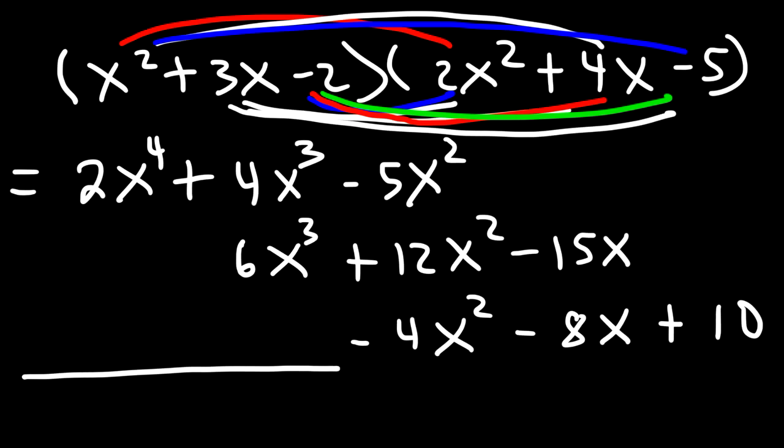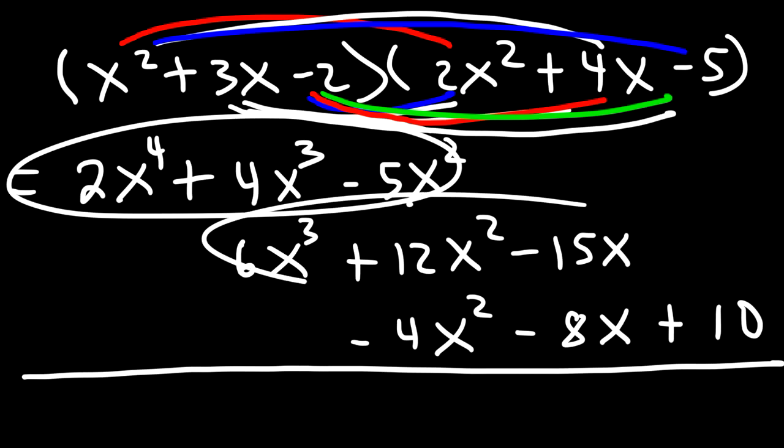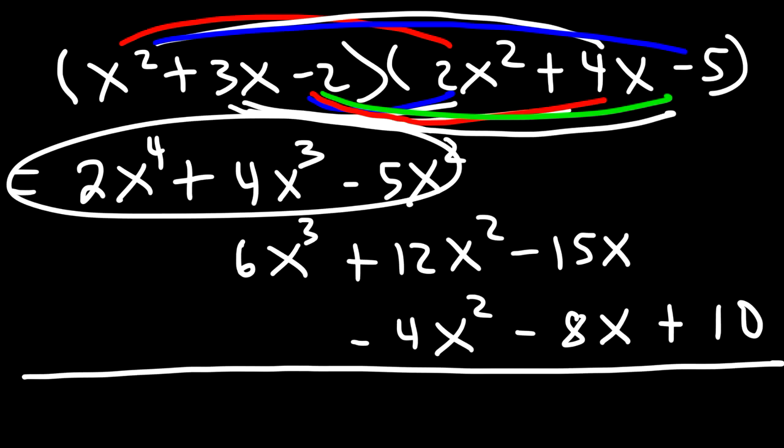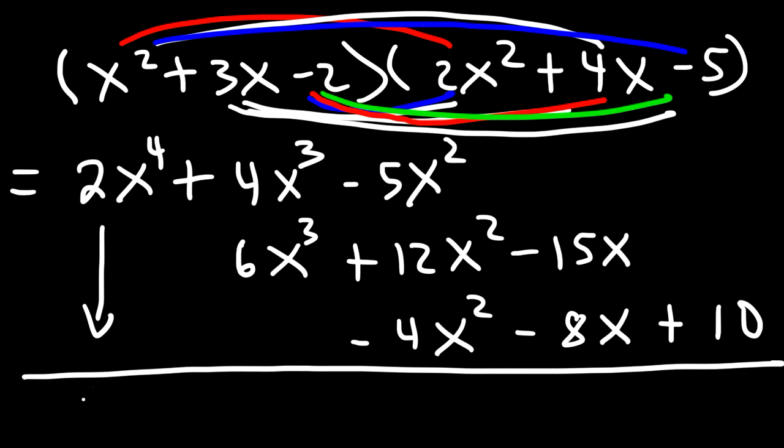So now, let's combine like terms. So we have 3 terms, 6, 9. So we have a total of 9 terms before we combine like terms. So this we could bring it down. That's 2x to the 4th. And we can combine these two. 4 plus 6 is 10. So that's going to be 10x cubed.